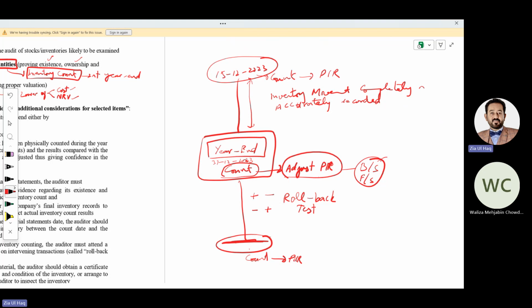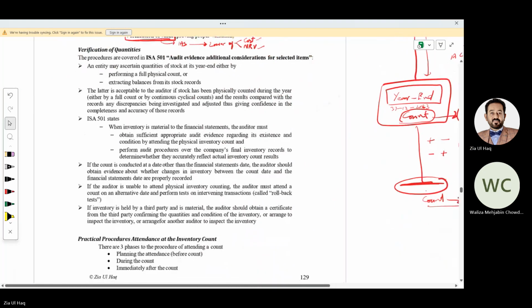Where do we need to perform the rollback test? If count is performed after year end. So against the count, we need to make sure PIR is adjusted, and we need to perform the rollback test from count date till year-end date. What inventory is subtracted, meaning sold, should be added, and what inventory is added, meaning purchased or produced, should be subtracted, so that we can verify year-end inventory. Again, let's discuss these things.